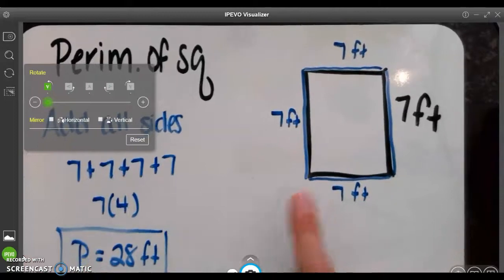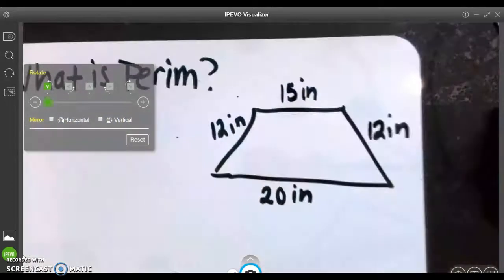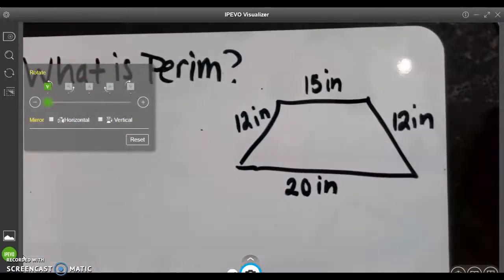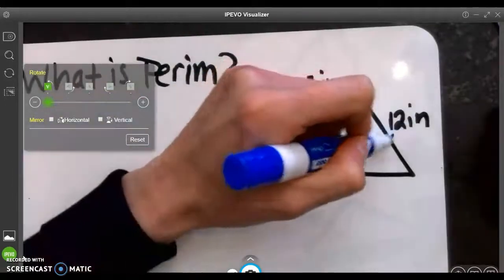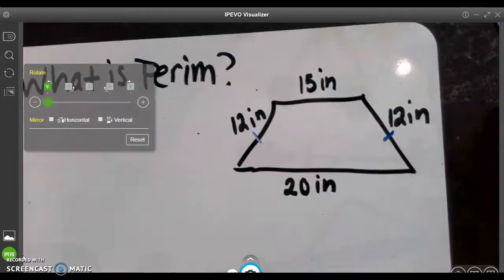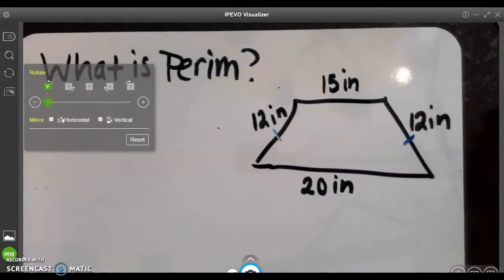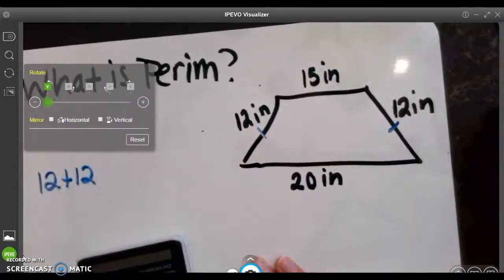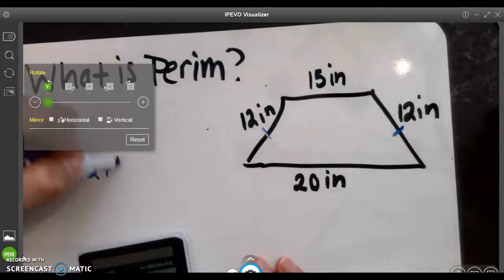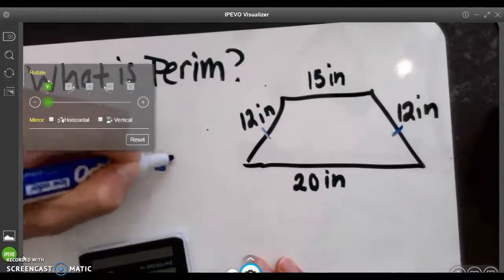But not every figure has all sides that are the same. So if we look at this trapezoid, it asks, what is the perimeter? So we have these two sides. It's an isosceles trapezoid, so these two sides are the same. But we can't just take 12 and multiply by 4 because we have 15 and 20. So this is one where we're going to do 12 plus 12, I did the two sides first, left and right, plus 15 plus 20.